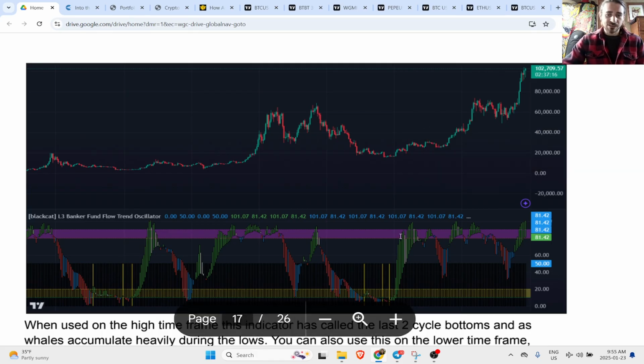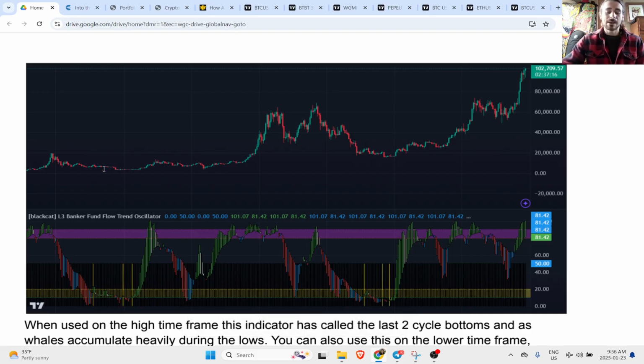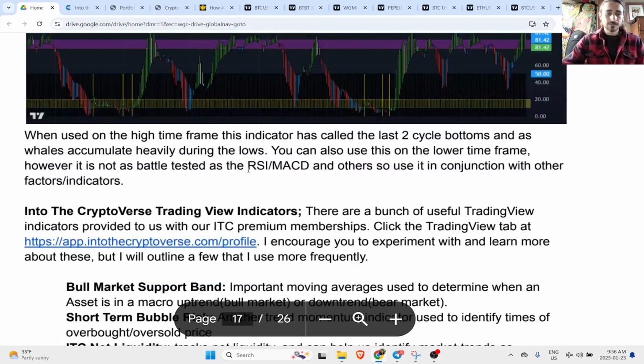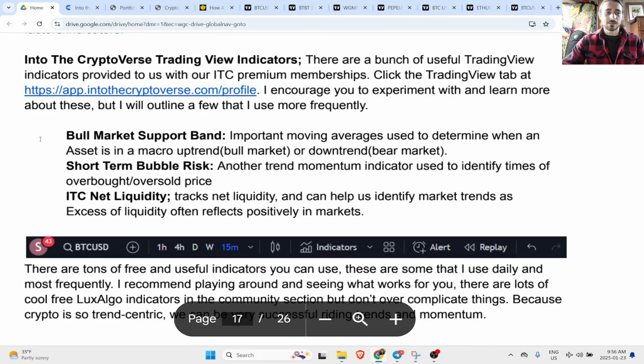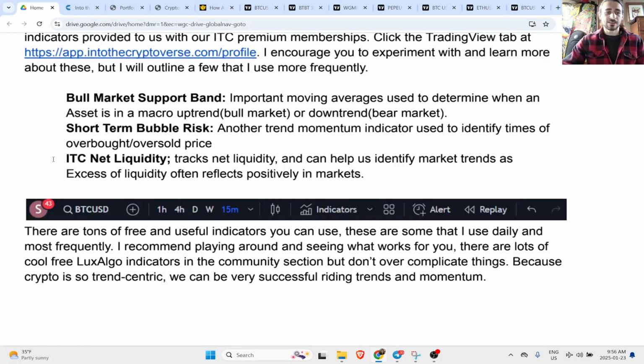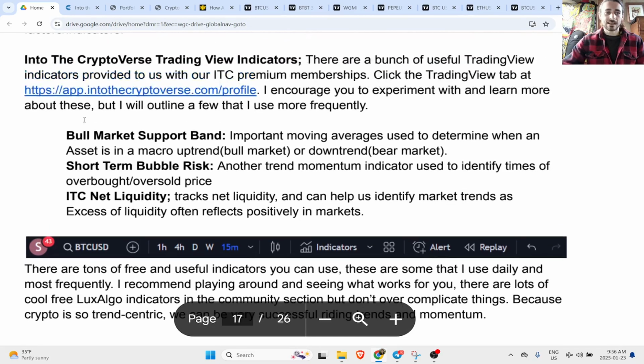But just kind of shows you, yeah, this is where you want to do the buying when things are low. And again, as I said, we want to buy low and sell high. And then again, there's the Into the Cryptoverse TradingView indicators I mentioned. The bull market support band is one I frequently look at. Short-term bubble risk and ITC net liquidity is another good one to look at. If you do have a premium account, definitely check out those and get your account set up for it.